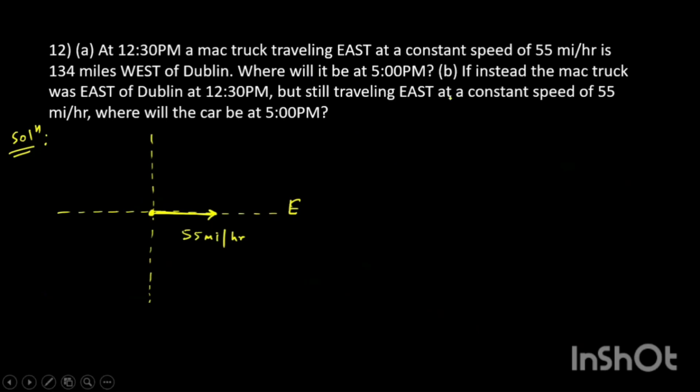And it is traveling at 55 miles per hour and is 134 miles west of Dublin. So what does it mean? It is traveling east at 55 miles per hour, and it is 134 miles west of Dublin. So where is it supposed to be at 5 p.m.? So you have to remember the vectors here, and we have to know how vectors are being used. So what do you feel? How can we do this?